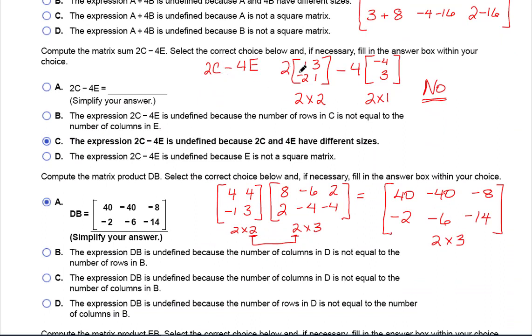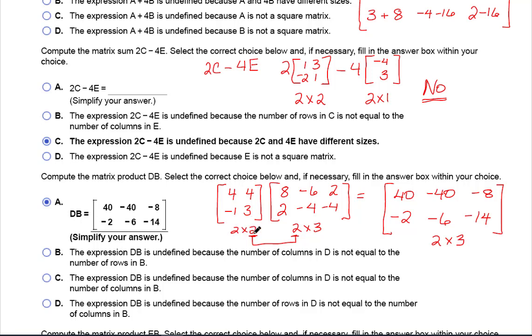Now let's see, 2C is 2 by 2 minus 4 times E. Well, 4 times E is 2 by 1. So I can only add and subtract if they are the same size. And in this case, they are not the same size. What about DB? Well, let's see.